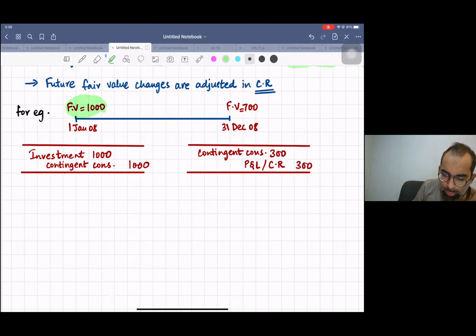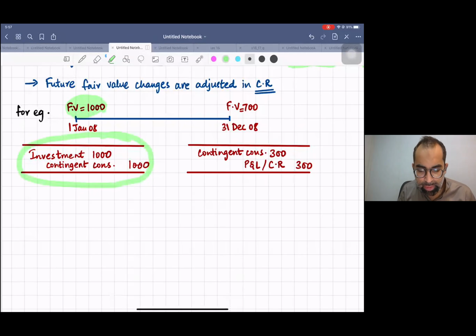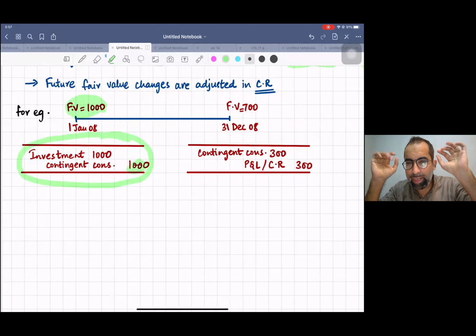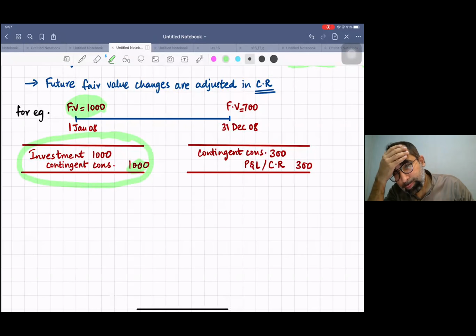Okay, so what entry do you make at the acquisition date? You will make the entry: debit investment, obviously parent company is buying shares, and credit contingent consideration. Debit investment and credit contingent consideration. Okay, and this is your liability. Normally it's your liability. Right now, look at me.